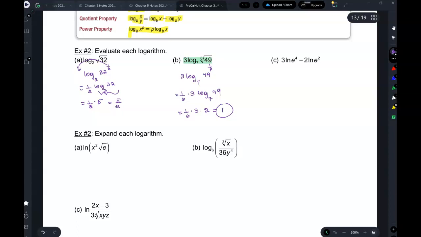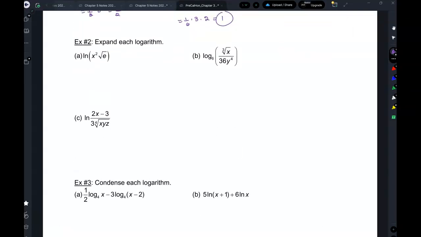Here we had something similar to this in the homework actually. The 4 comes down, so 4 times 3 ln of e minus 2 times 2 ln of e. So this is 12 minus 4, 8.